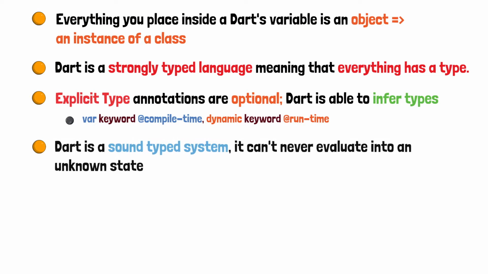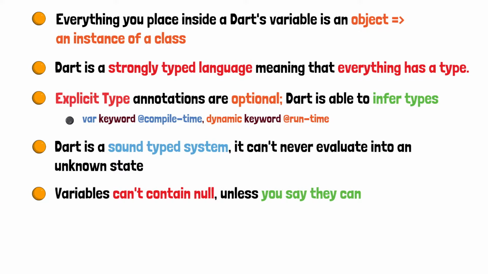Dart is a sound type system, meaning that it can never evaluate into an unknown state. Under the hood, everything is clearly defined before the execution process. And since we're in a null safety environment, variables can't contain null unless you specifically say they can. A variable can be nullable by placing a question mark symbol at the end of its type, just like this.